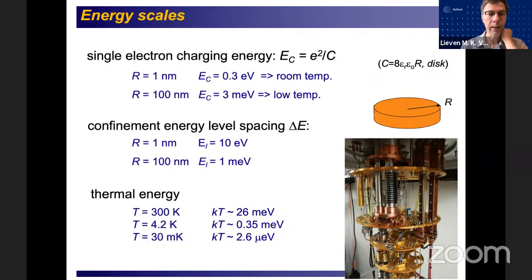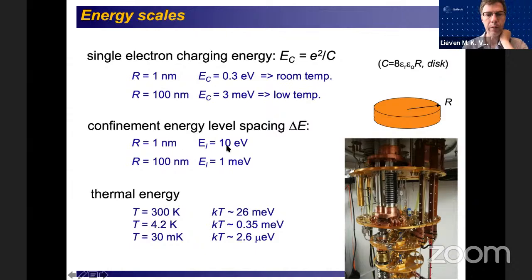For a bit larger islands, let's say 100 nanometer, the charging energy is 3 milli-electron volt. But still, that's a lot larger than the thermal energy in a dilution fridge, and even larger than the thermal energy at 4 Kelvin. The confinement energy level spacing, you see the numbers here.